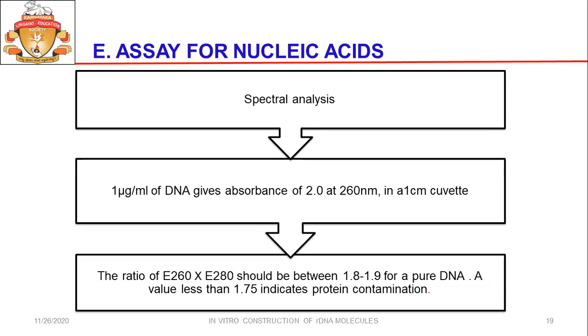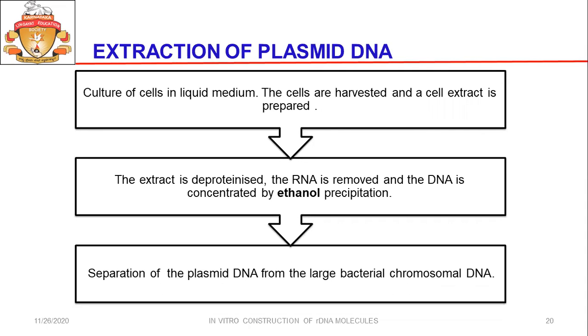Then the ratio of E260 to E280 should be between 1.8 to 1.9 for pure DNA. And a value less than 1.5 says that there is protein contamination. So to ensure purity, it should be 1.8 to 1.9. Now, till now, we extracted the gene of interest. That is, we isolated the gene of interest.